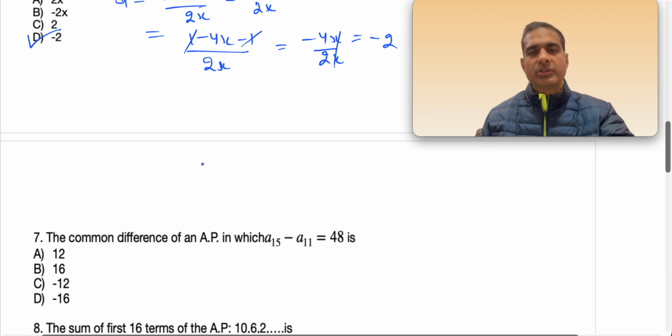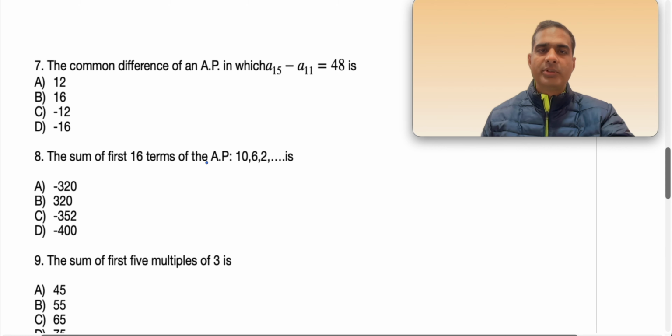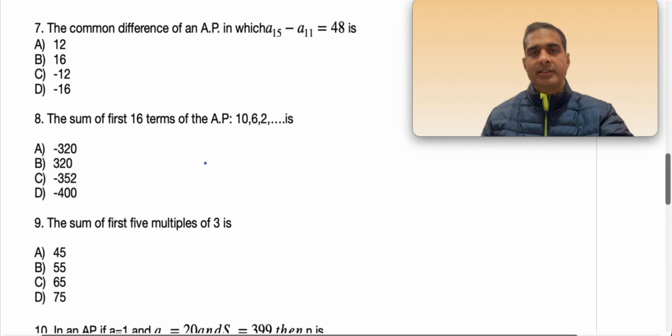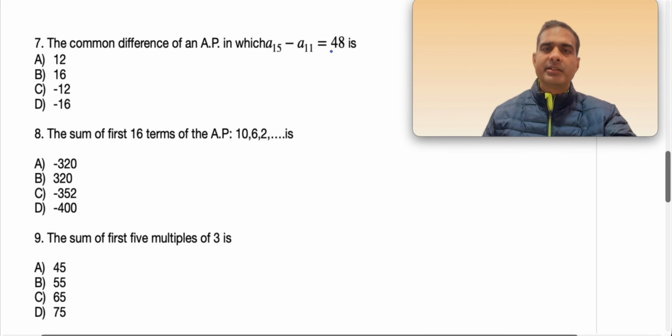Now moving to question number 7. It is also based on the same concept, common difference, but it is slightly different in this. The terms are not given. The common difference of an AP in which A15 minus A11 is equal to 48. So two different terms, 15th and 11th are given, and their difference is given as 48, and we have to find out the common difference.